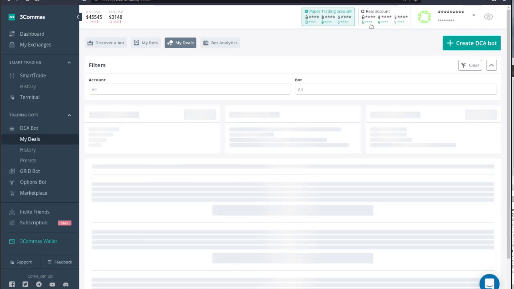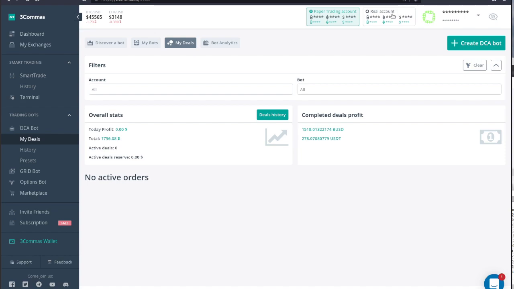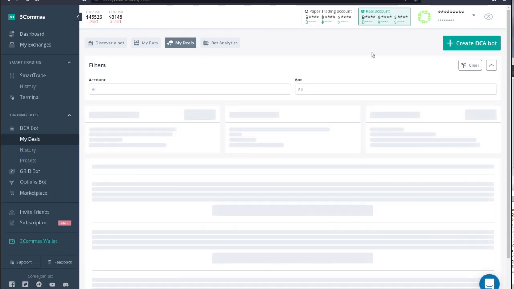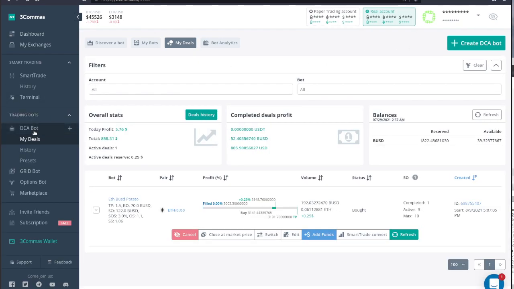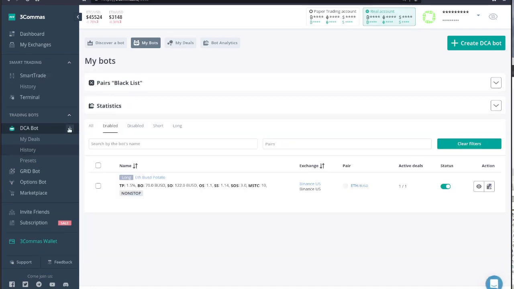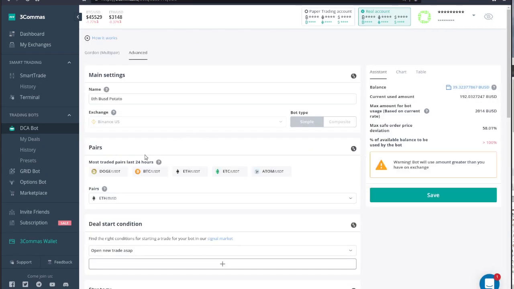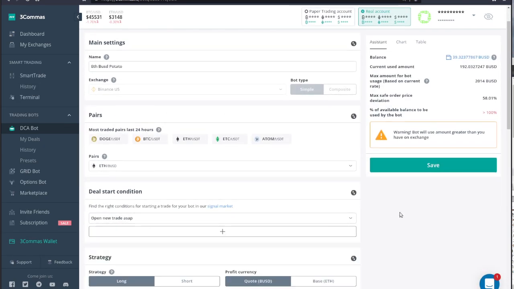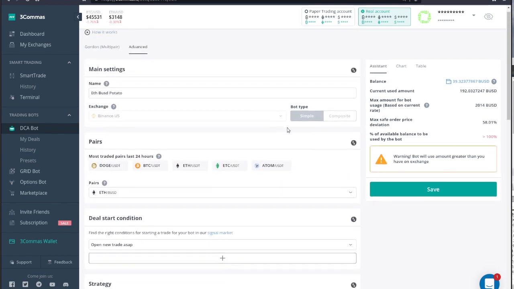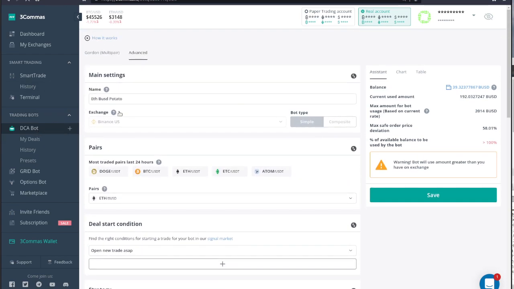Actually, I'd have to upgrade the plan because, yeah, I don't like this. I'd have to pay more for the plan to get it to do that. And unfortunately, I think they know when they set this whole thing up for the pay structure, they don't let you do this deal start signal of start deal ASAP, open new trade ASAP. They don't let you do that with composite bot. Okay.